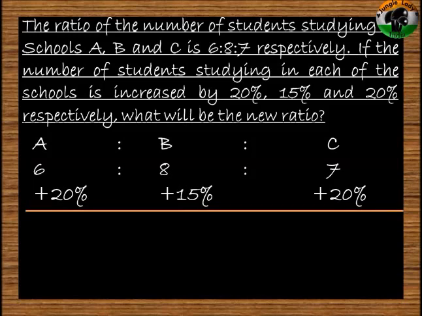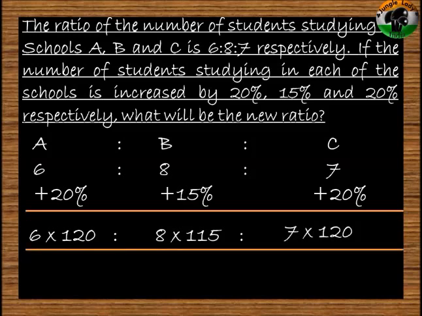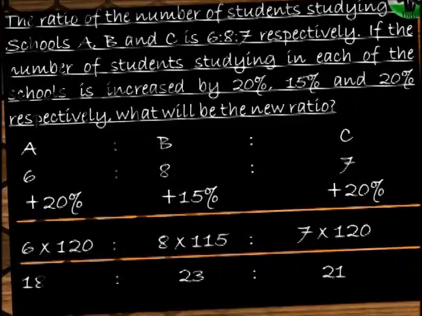How should we do this? This is nothing but multiply the previous value in the ratio with the percentage value. So don't just write the percentage value. If it is increase, add the percentage value with 100 and do the multiplication. If it is a decrease, subtract the value from 100 and multiply it with the previous ratio. So here we just have increase, so I'm going to add everything with 100. I'm going to write 6 into 120 for A. For B it is 8 into 115, and for C it is 7 into 120. So after simplifying this, I will get the answer as 18:23:21.